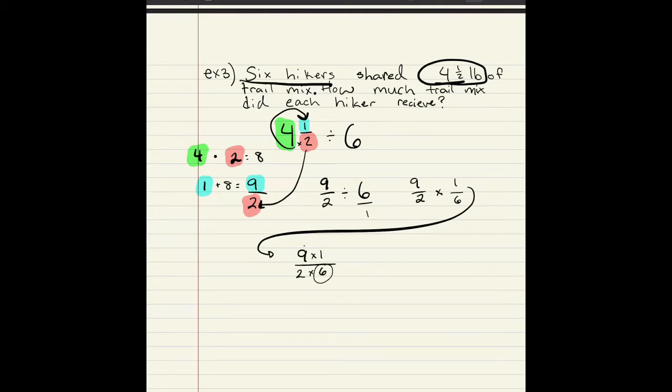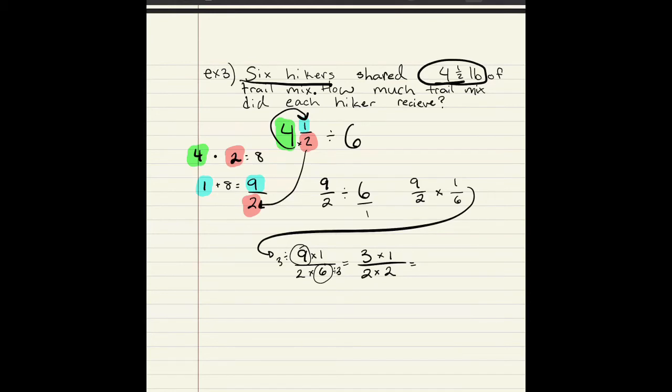Now, 6 can't go into 9, but 3 can go into both 6 and 9. So I can divide both of these by 3. And 2 and 1 wouldn't work because you would just get 2 and 1 again. So 9 divided by 3 is 3. My times 1 stays the same. 2 stays the same, and so does the multiplication symbol. And 6 divided by 3 is 2.